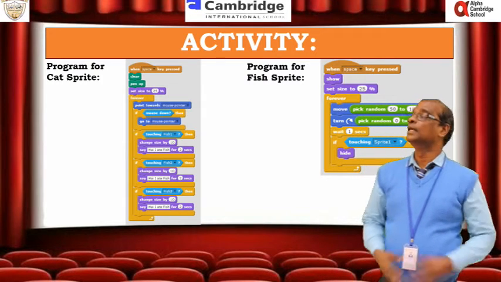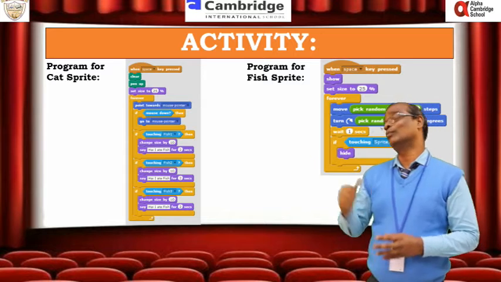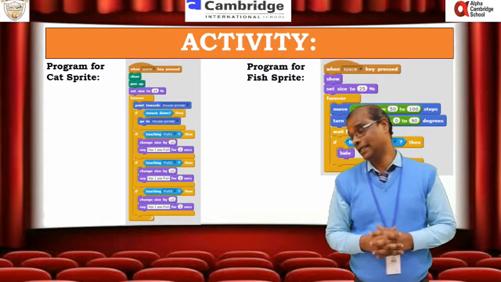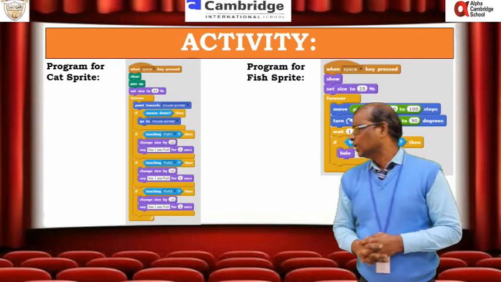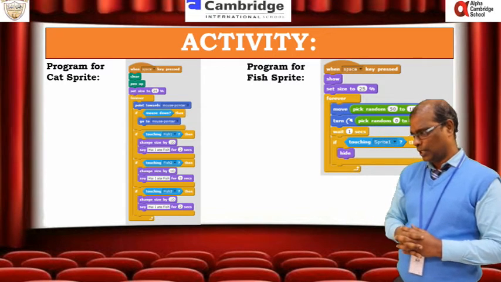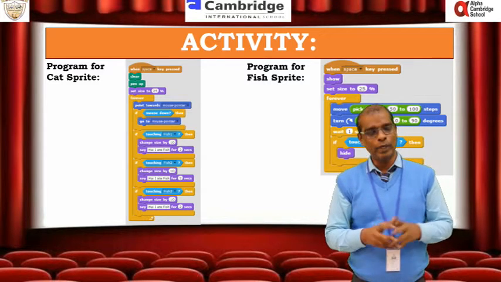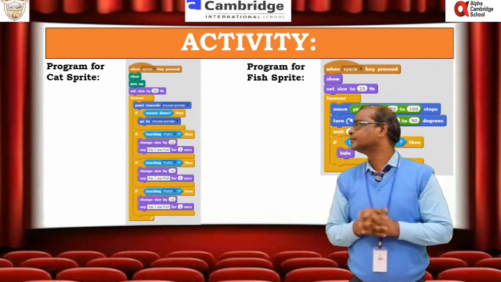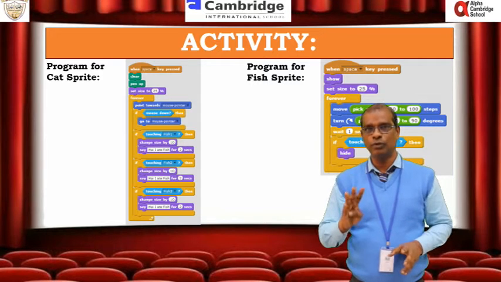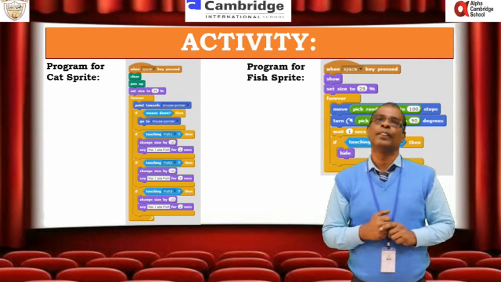Next, this is the source code, or we can call it the program code, to do this activity. Here, 2 sets of codes are there. In our program, we have 2 types of sprites: one is cat, another one is fish. So normally we have 4 sprites: 1 cat, 3 fish. Understood?